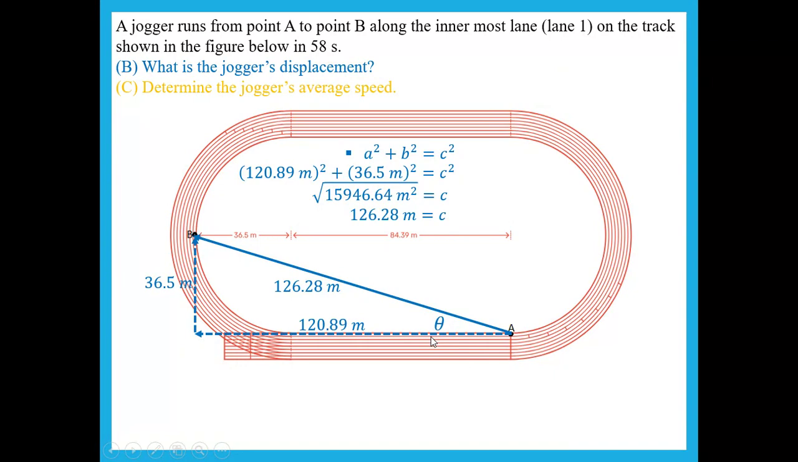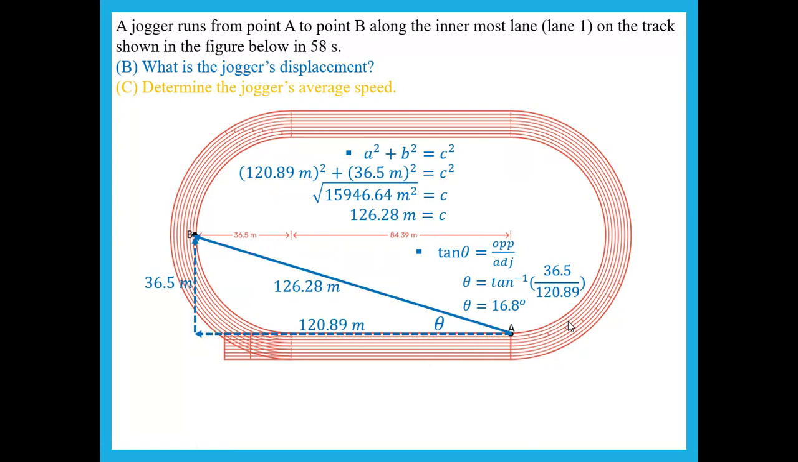To find that theta, I can just do tangent. That's because the diagram gives me my opposite, and the adjacent I already have just by adding the information in the diagram up. So opposite in this case would be 36.5, and my adjacent is 120.89. To solve for theta, I just do inverse tan of the function. If you plug this value in, and hopefully you calculate this in degree mode, you should get an angle of approximately 16.8 degrees.